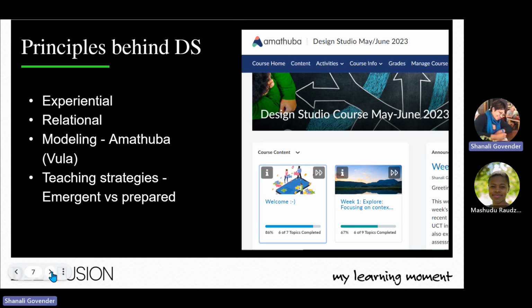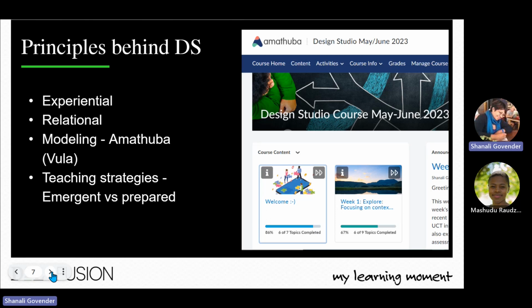The second key principle that we focus on is the idea that Design Studio is an opportunity for staff who take Design Studio to develop relationships with us, to develop relationships with each other, and to develop relationships with the wider SILT team through directing people to additional workshops or webinars, to the help desk, and to consultations.